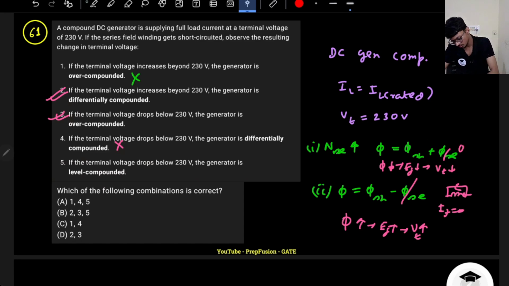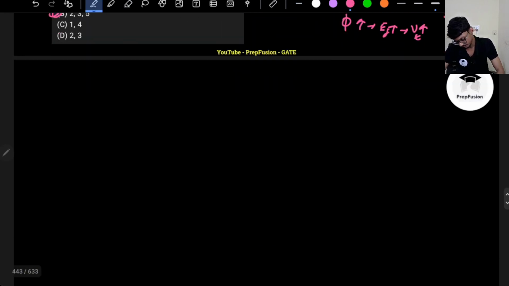So here 2, 3 and 5 are correct, so option B will be the correct answer for this question.